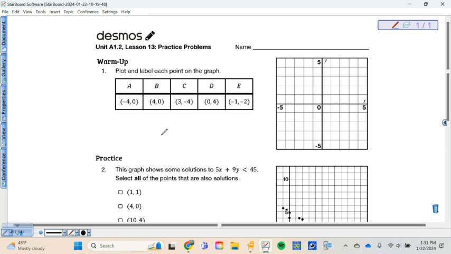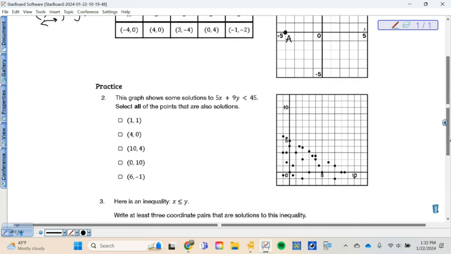Okay, so on this page, for number 1, you're just plotting and labeling each point. Remember, x comes first and then y. X is left, right, y is up, down. So for A, -4, 0: I go to the left 4. I don't go up or down at all. I just stay right on the x-axis. And then make sure you label your point as well. You put the letter next to the point. Okay? And I want you guys to do B, C, D, E.